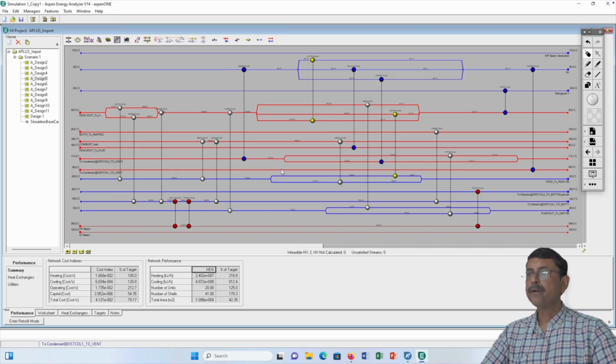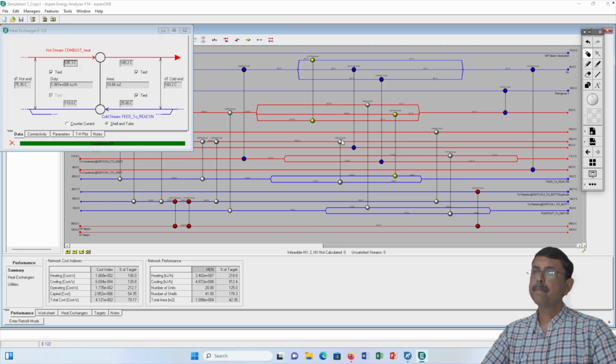If you want to know the details, just double click it and you will find the heat exchanger point. So this is the hot stream, this is the cold stream. Entry temperature of the hot stream is 185.3 and it is exiting at 185.2. The cold stream is increasing from 25 degrees to 110 degrees centigrade. So what will be the heat duty and what will be the area of heat transfer? Everything has been given over here.